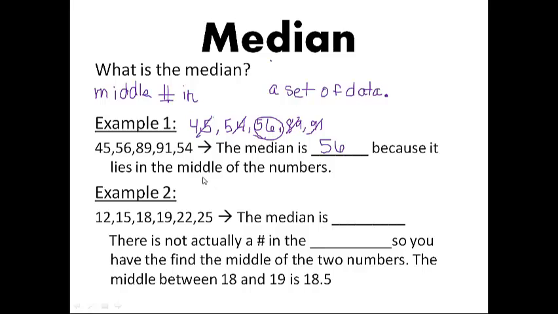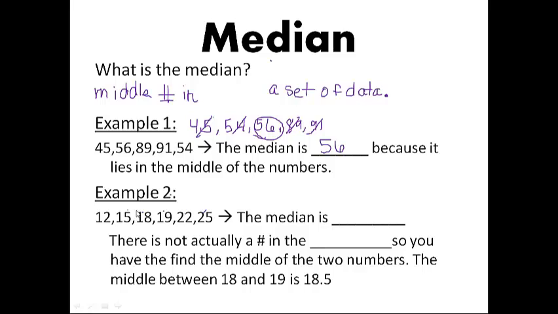Example number 2 is a little bit different. Now we have 6 numbers in the list, which is an even number. We have 12, 15, 18, 19, 22, and 25. This one's in numerical order, so step 1, check that off. Then I'll show you the rainbow method on this one.